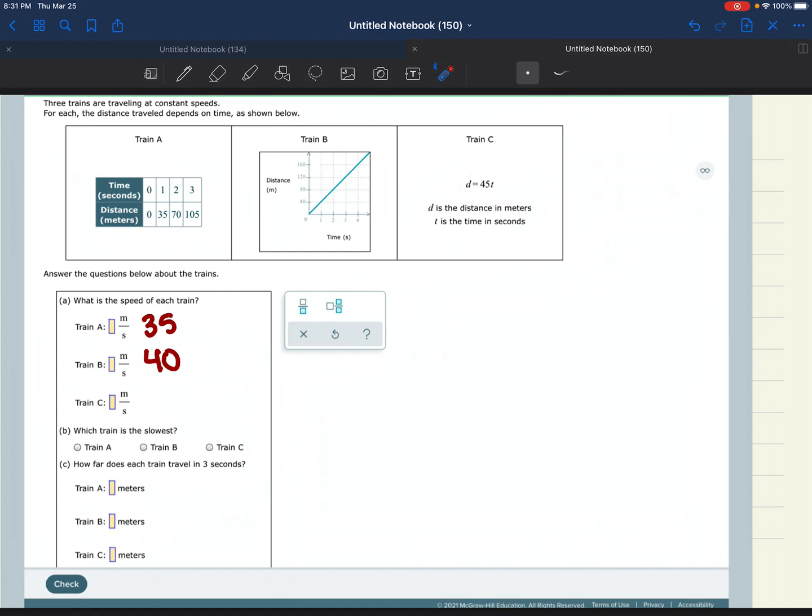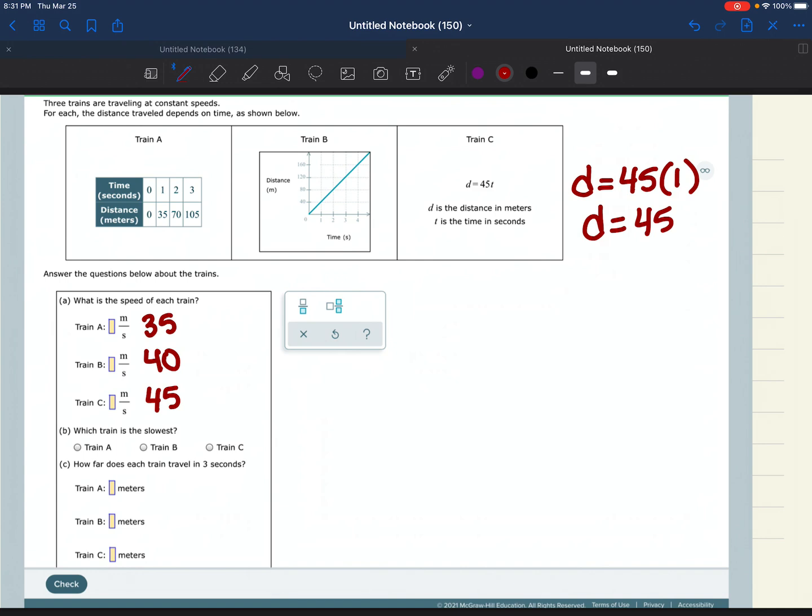All right, now notice on train C, it doesn't give us a graph or a table, so we're going to have to figure it out. Well, t represents seconds, so couldn't we just plug in 1 for t because we're trying to find the distance per second? So 45 times 1 is going to give you 45.